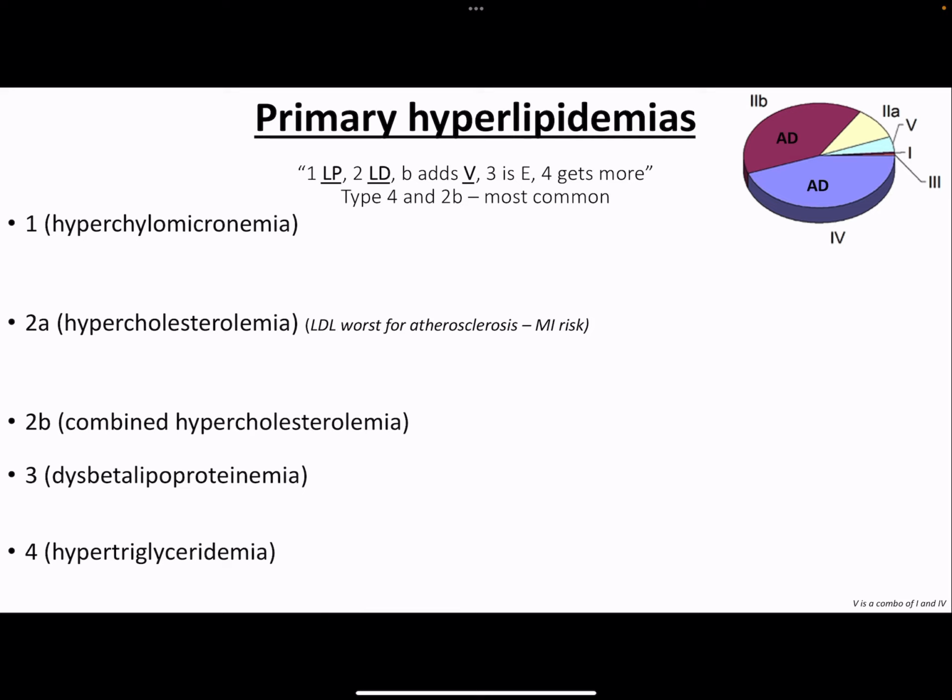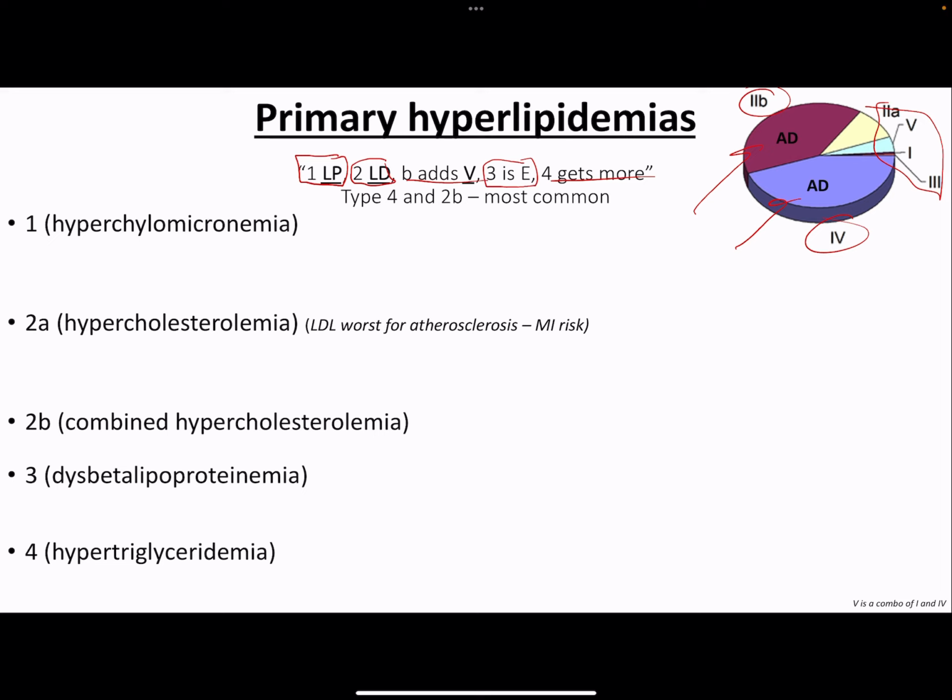So there's this nice saying: 1 LP, 2 LD, B adds V, 3 is E, 4 gets more. I would know that 4 and 2B are the most common. So if you get questions, they're honestly probably on these, because the others are tiny and not that important. If you don't have a lot of time, just memorize what 2B and 4 do.